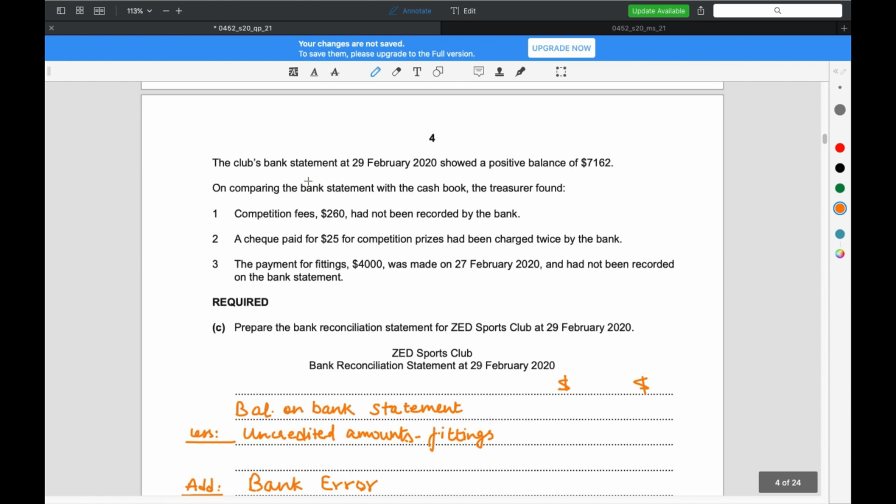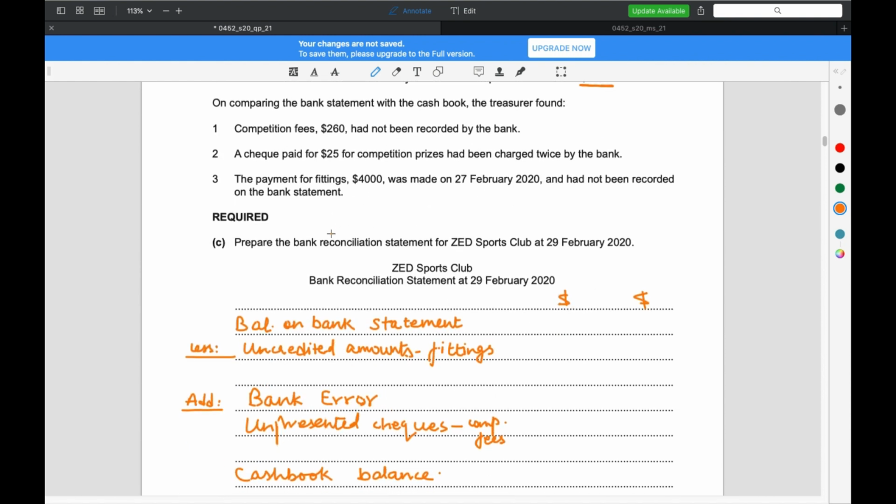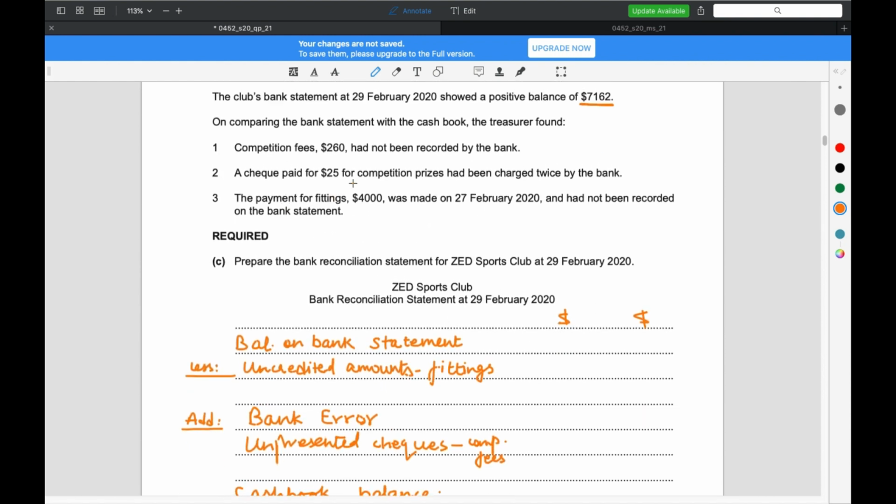Alright, part C. He says the club's bank statement at 29 February showed a positive balance of 7162. Alright, on comparing the bank statement with the cash book, the treasurer found competition fees which had not been recorded by the bank. A check paid for $25 for competition prizes had been charged twice by the bank. Alright, let's just go through these slowly.